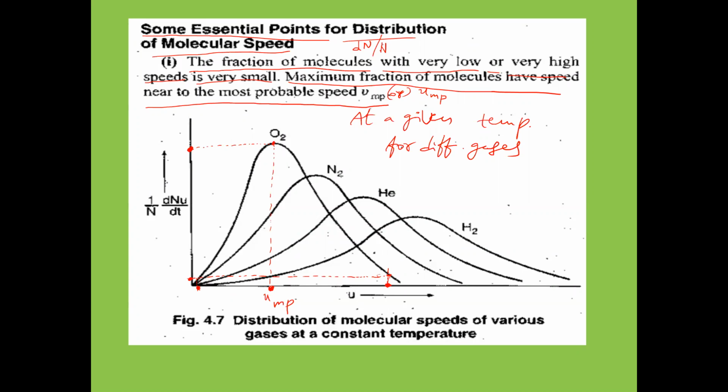What is the important thing to remember about RMS velocity? Whose magnitude is greater, RMS velocity or most probable velocity? RMS velocity magnitude is greater. The magnitude of RMS velocity is greater than average velocity and greater than most probable velocity. That point mainly you have to remember. Okay, so that's about the distribution of molecular speeds, first point.